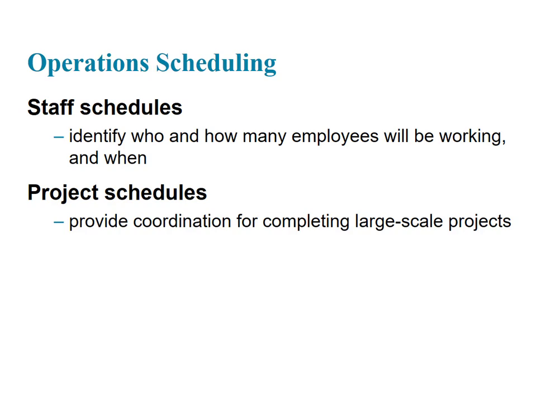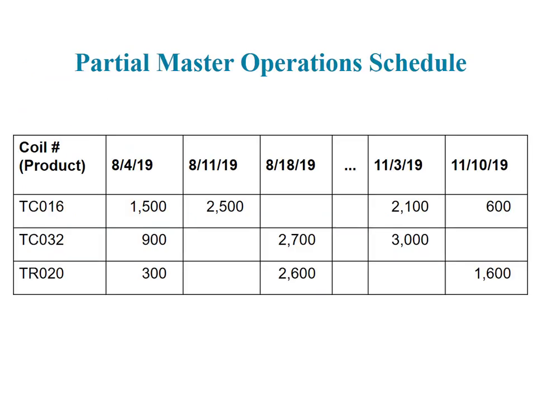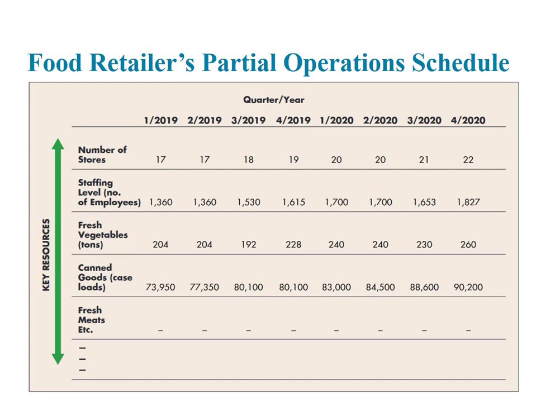Now when it comes to something much larger, this is where we're going to use project schedules. And there's a couple that I'll talk about with project scheduling, but let's take a look at an example here. Here's just an example of a partial master operation schedule, which I talked about. It's going to show which products are going to be produced and when in specific time periods, as you see here on this chart.